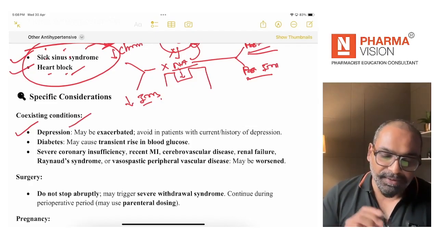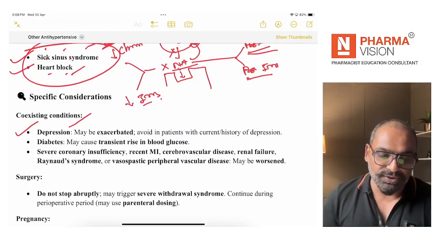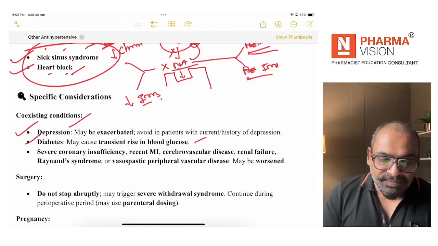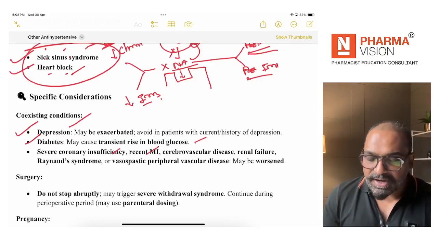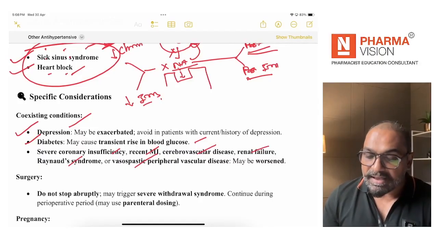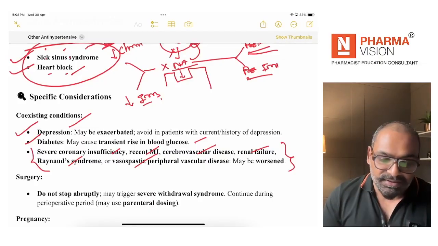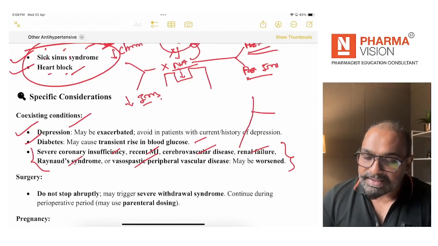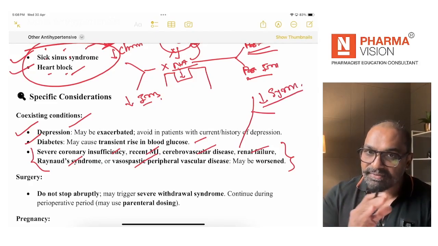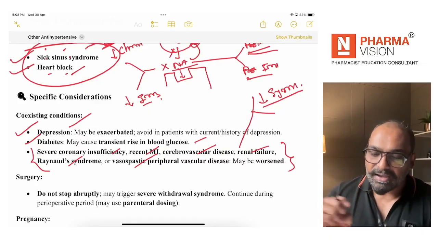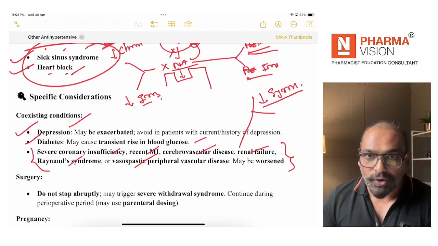That's why depression patients should avoid these medications. In diabetes, it may cause a transient rise in blood glucose, it's okay. Severe coronary insufficiency, recent myocardial infarction, cerebrovascular disease, renal failure, Raynaud syndromes, vasospastic peripheral disease. In these conditions, we can consider these problems in two different ways. One is that this is changing the sympathetic tone, and the sympathetic tone has a wide variety of effects all across the body, and that's why the patient can get major problems with clonidine.